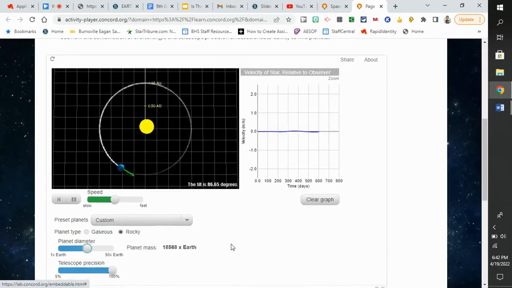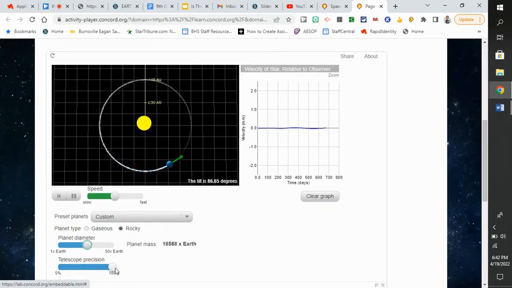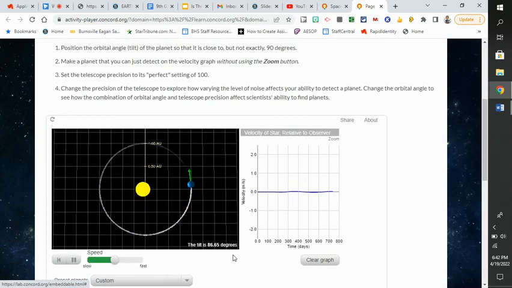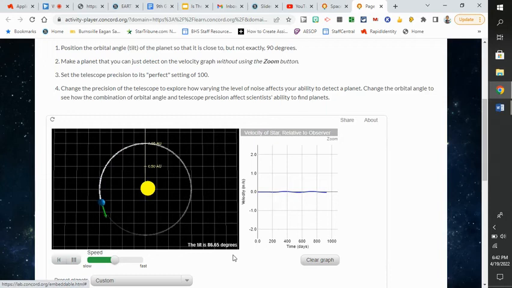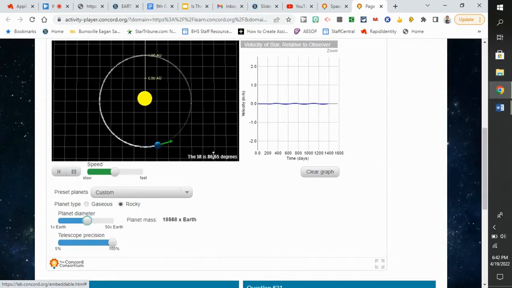Now, the telescope precision is already perfect. So it says to set it to that. So that's 100%. Then it says, change the precision of the telescope to explore how varying the level of noise affects your ability to detect a planet. Change the orbital angle to see how the combination of orbital angle and telescope precision affects scientists' ability to find planets. So I think you'd agree that with a perfect telescope, we can see that there's a planet orbiting the star. But now let's decrease the precision. Let's go down to about 50%.